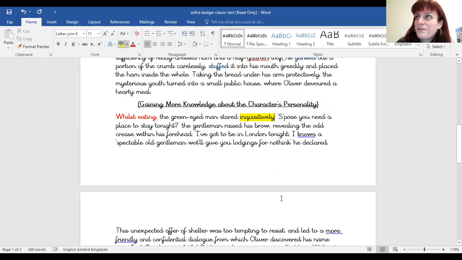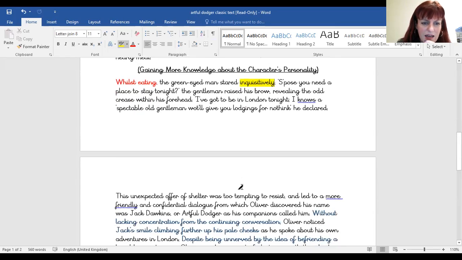Now, it also gives an idea if somebody looks at you inquisitively, they're kind of questioning, and it gives us an idea that perhaps Dodger is quite clever. He maybe is interested in Oliver. We're not kind of sure what to make of it. He's not looking at him questioningly like he's trying to size him up, but inquisitively like he wants to know more. So it's quite a careful choice of words. Okay.